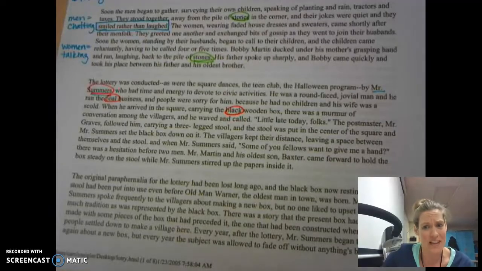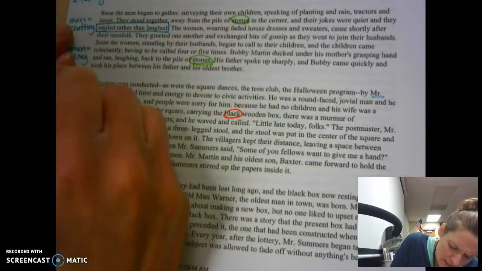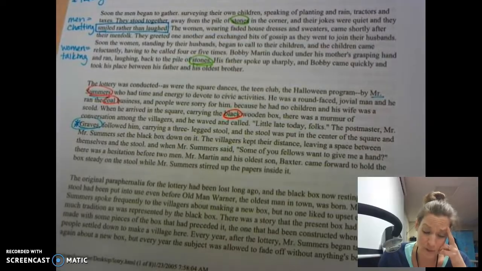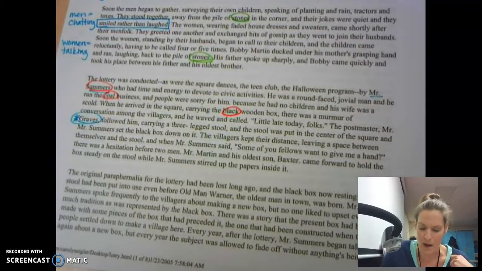Because everything's intentional when a writer's doing that. So let's just put a star by his name. Let's see if that matters. Mr. Graves followed him, carrying a 3-legged stool, and the stool was put in the center of the square, and Mr. Summers set the black box down on it.